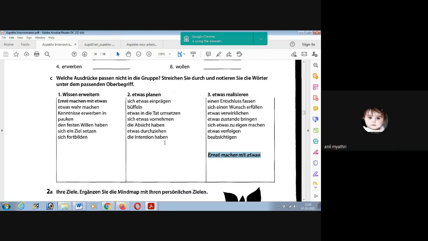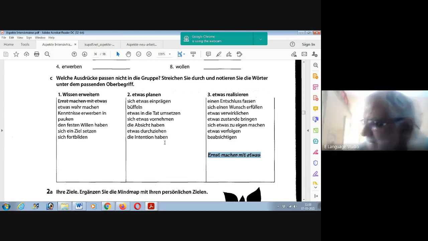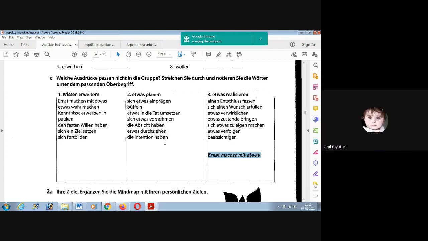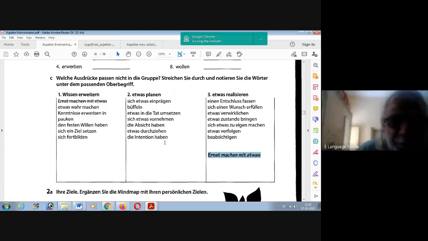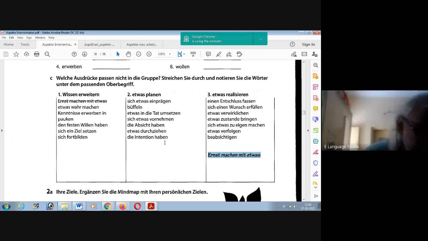Büffeln. Büffeln is errors, right? Nee, büffeln is very, very colloquial, and the English word for that is to cram something. Oh, cram over something. Okay, memorize. Ich büffele Vokabeln. Yeah. Then it comes under again Wissen erweitern. Well done.